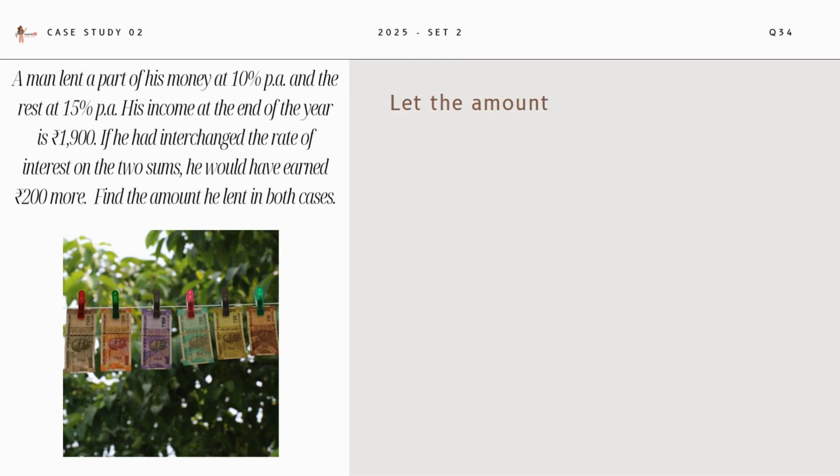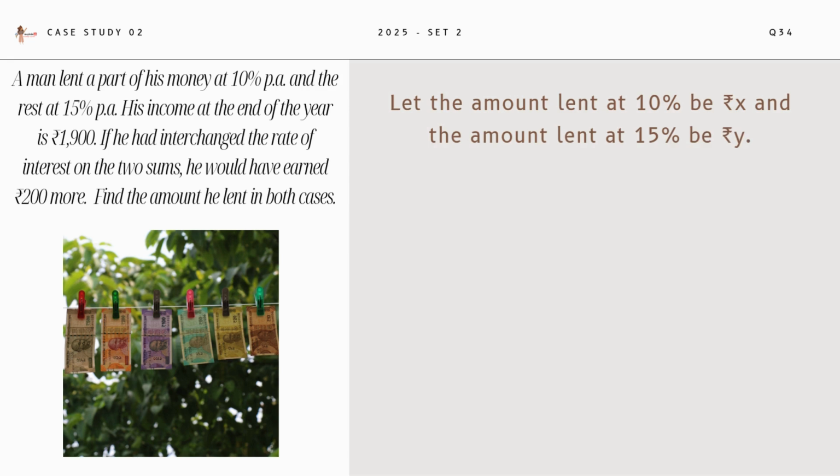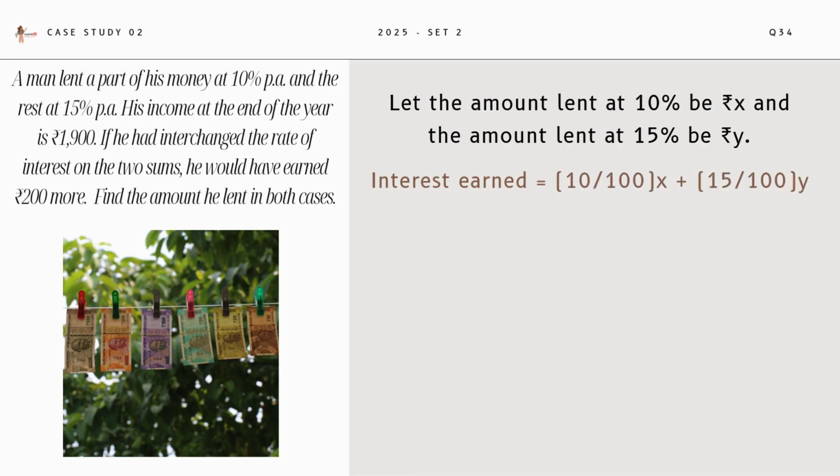Let the amount lent at 10% be rupee X and the amount lent at 15% be rupee Y. Based on the interest earned, we have these two equations. First, interest earned would be 10 by 100 times x plus 15 by 100 times y, and this is equal to 1900 as given. So we can say 0.10x plus 0.15y is equal to 1900.